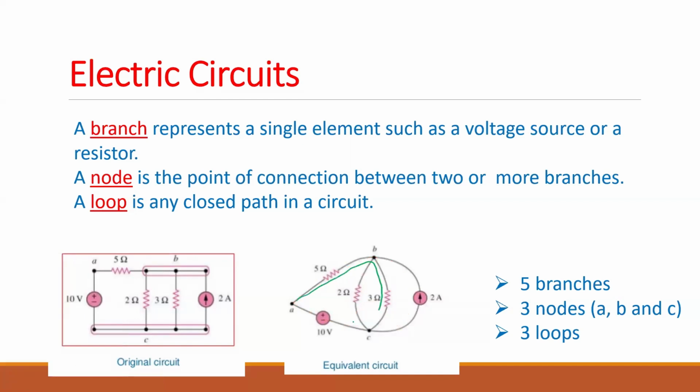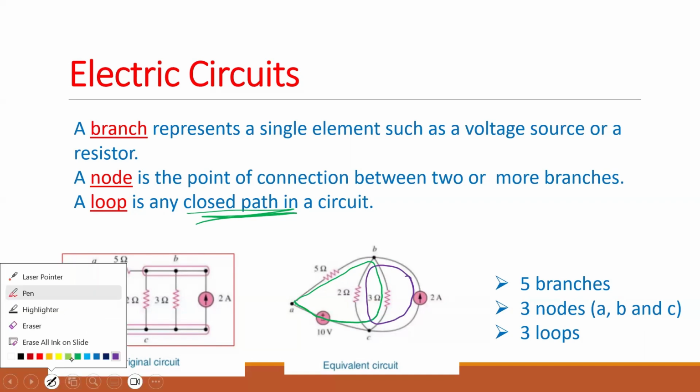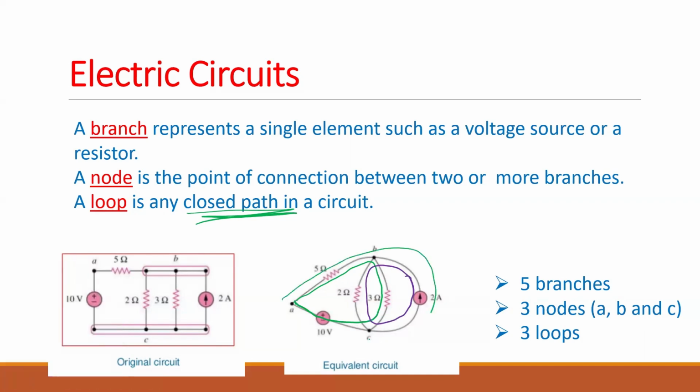Can I say this as a loop? Is that right? With the definition, is it a closed path? Yes, so that is a loop. What else? This is again a loop. Agree? And this whole thing is again a loop. So there are 6 loops. Agree?